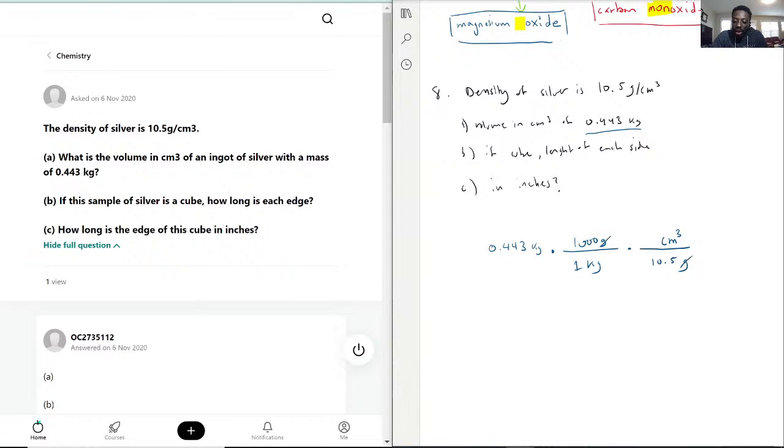So in a sense, what we've done is that we've still solved for the volume without actually knowing the relationship between volume and density. Okay, so we have 0.443 times 1,000 divided by 10.5. Okay, and we get 42.5, I would just round to 2, centimeters cubed.